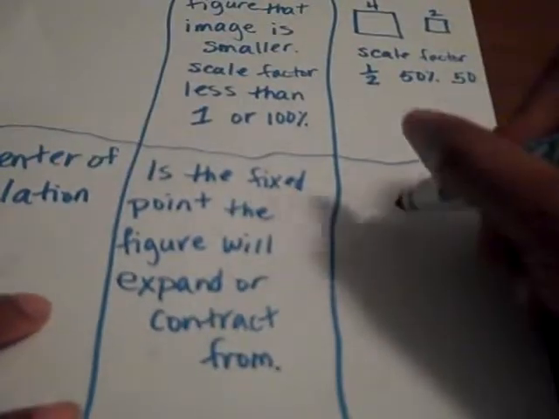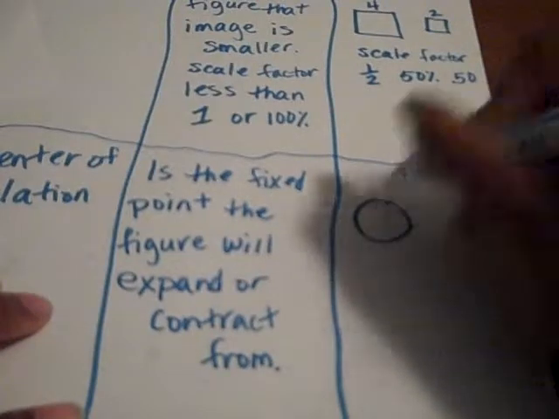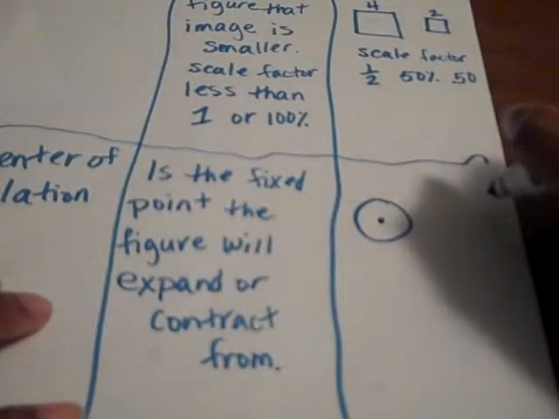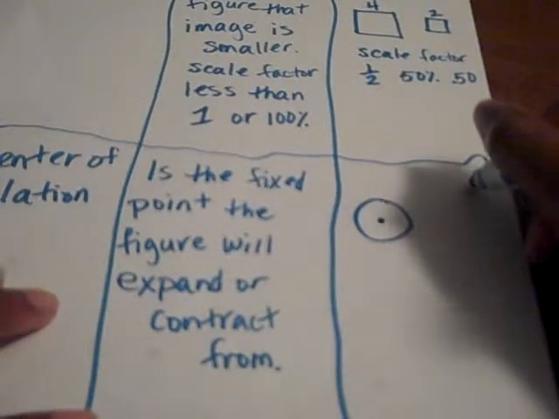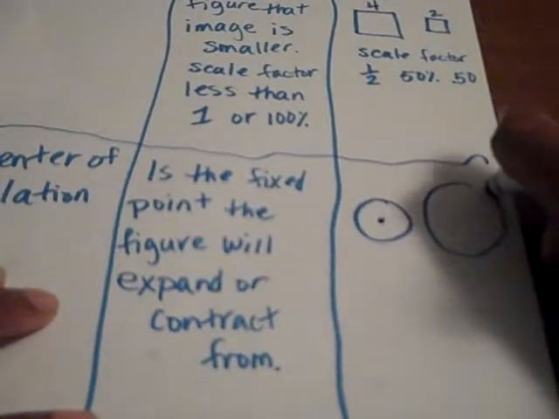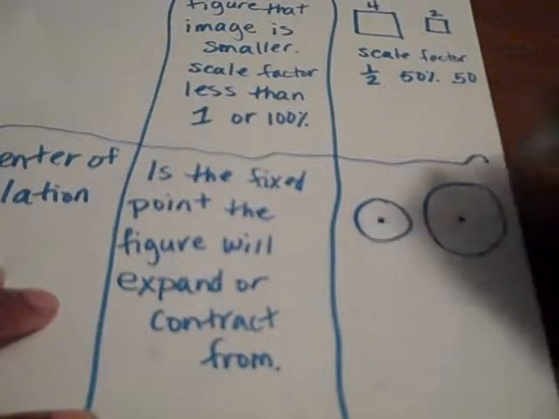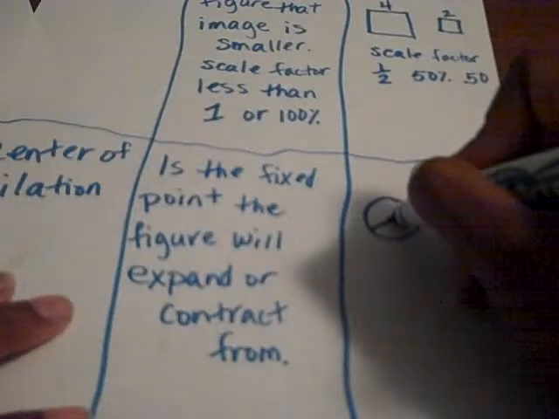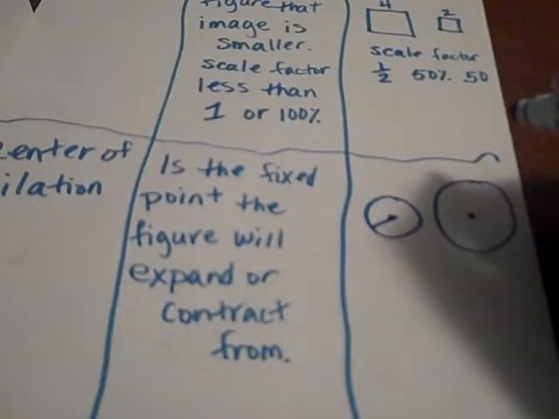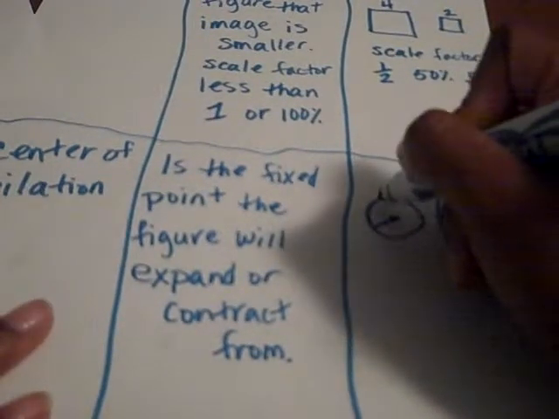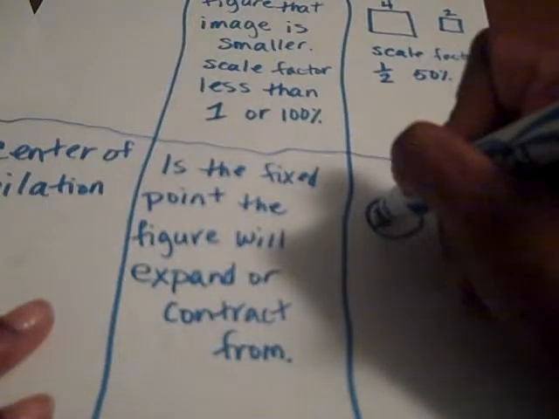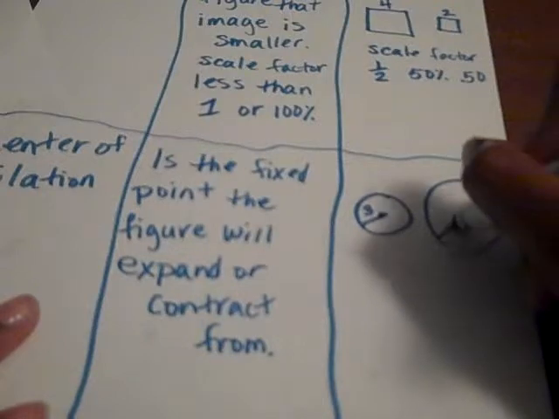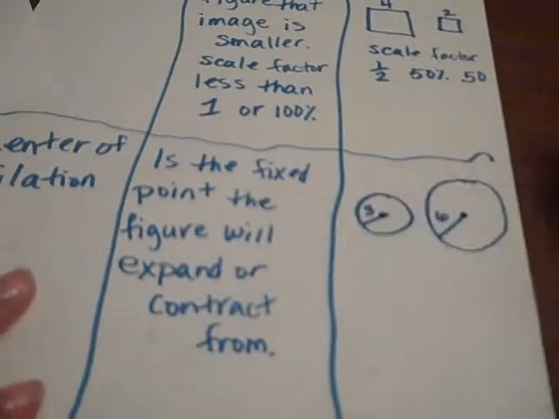For our picture, we're just going to use a circle with a center of dilation in the center of the circle. And again, we're going to dilate it so that the figure is getting larger. So it will be an enlargement. I'm going to give you the radius this time of our circle. In this small circle, our radius is 3. In this large circle, our radius is 6.